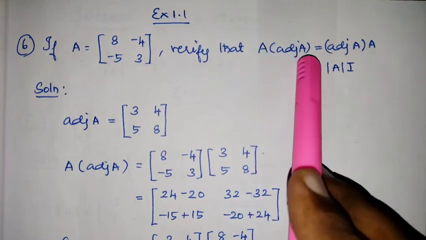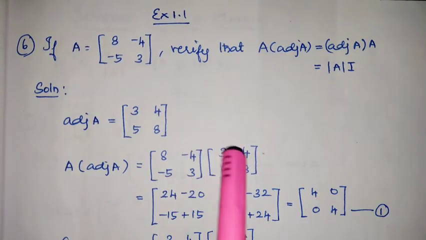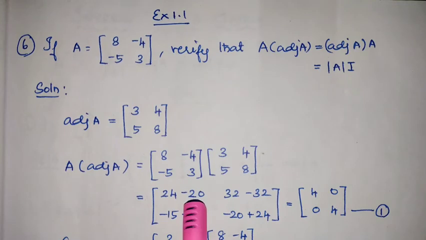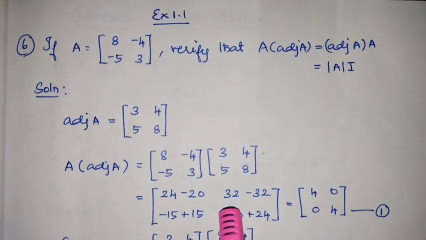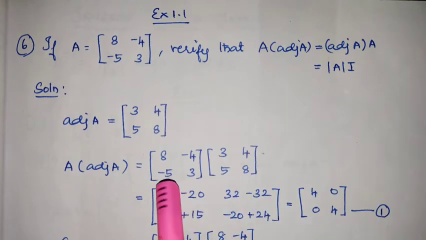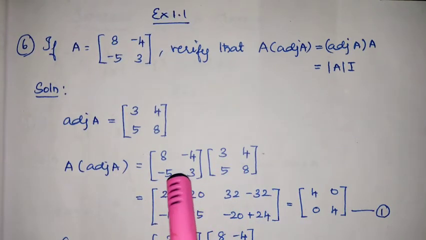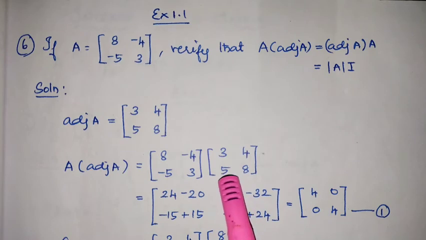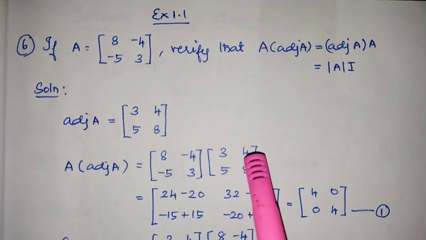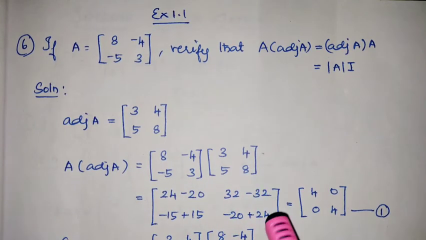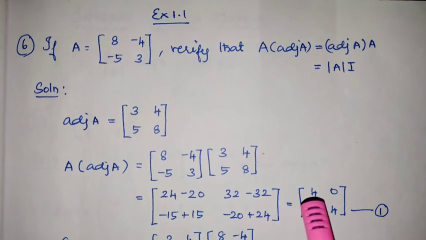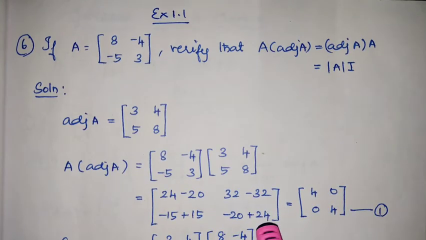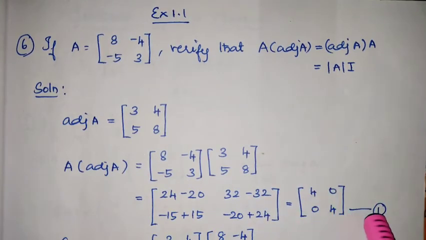Now we have to multiply A into adjoint A. So A into adjoint A, this is A matrix, this is adjoint A. So we have to multiply 8 into 3 is 24. Minus 4 into 5 is minus 20. 8 into 4 is 32. Minus 4 into 8 is minus 32. Minus 5 into 3 is minus 15. Minus 5 into 3 into 5 is plus 15. And minus 5 into 4 is minus 20. 3 into 8 is 24. So 24 minus 20 is 4. Minus 15 plus 15 is 0. 32 minus 32 is 0. Minus 20 plus 24 is 4. So we can take this as equation 1.